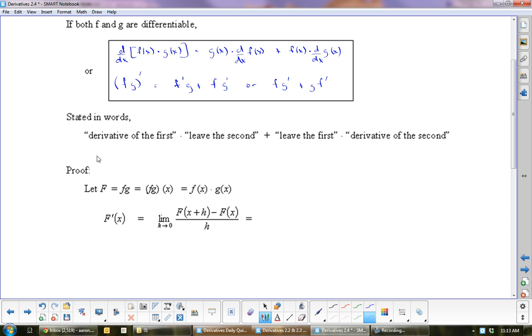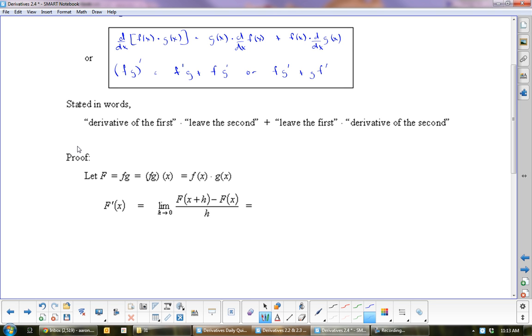So you can do derivative first times the second, and then leave the first, derivative of the second. So derivative of the first, leave the second, plus leave the first, derivative of the second. Or what I do, this is the way you'll see it most, is I go first times derivative of the second plus second times derivative of the first.